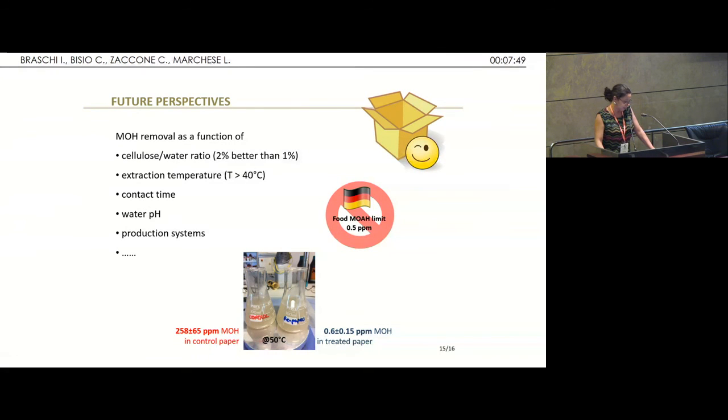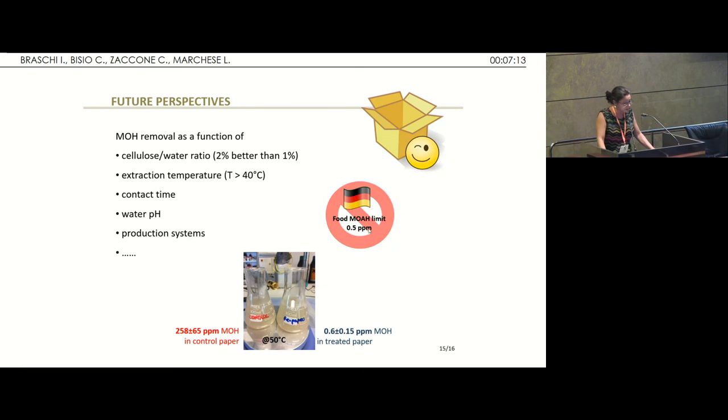The absorption was conducted at 50 degrees centigrade, which gave the best result. What we obtained was a paper where the content of mineral oil was 0.6 ppm. The paper produced in the absence of the sorbent was 3 orders of magnitude higher, higher than 200 ppm of mineral oil.